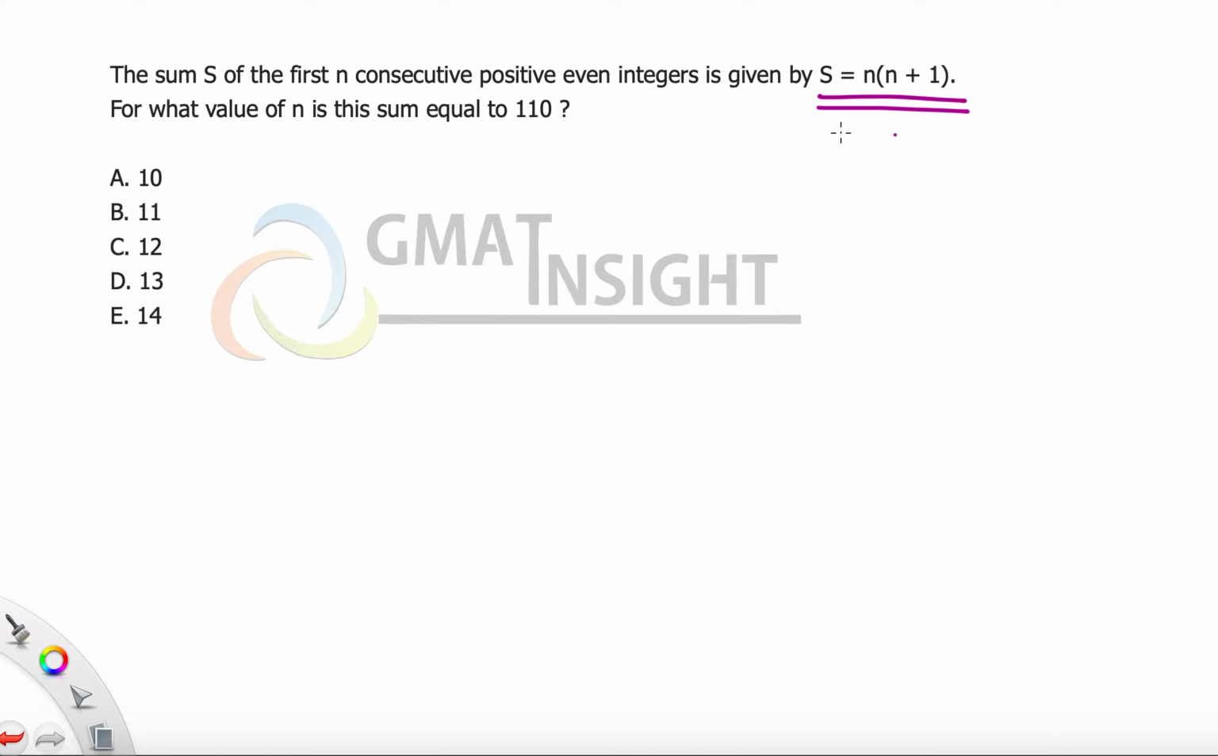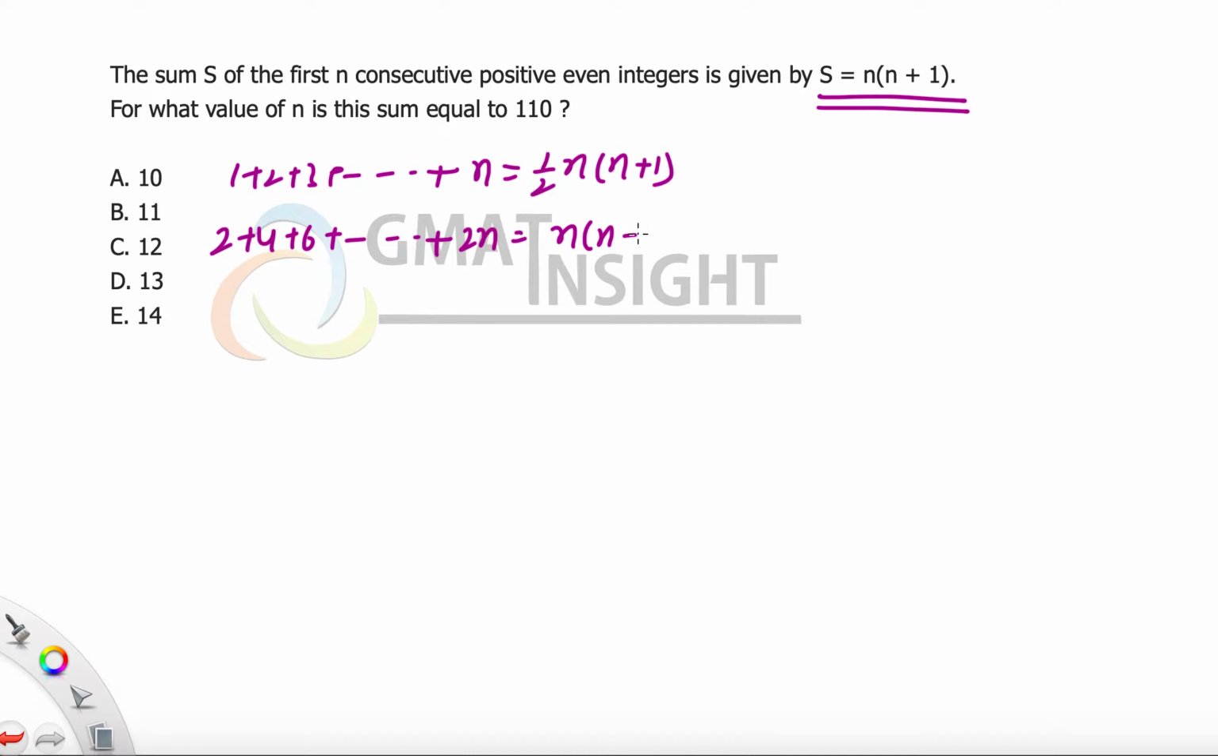In fact, we should be aware of this kind of property because we already know that one of the relationships is 1 plus 2 plus 3 and so on. The sum of n consecutive integers is given by 1 over 2 n into n plus 1. If you multiply this by 2 on both sides, then the series becomes 2 plus 4 plus 6 and so on till 2n, and the sum becomes n into n plus 1. That's what the question is referring to. So even if the question does not give it to you, this is what we should know. That is all that I am expecting from you.